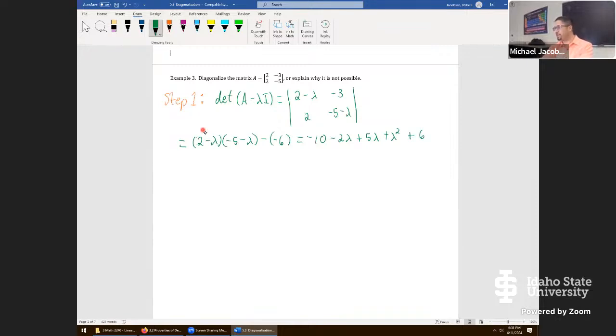Let me know if something looks weird algebraically. Sometimes when you do the simpler problems, that's when your brain kind of gets a little bit less focused, and that's when I make mistakes. So I've got a lambda squared plus 3 lambda minus 4. No quadratic formula on this one. This one looks very factorizable.